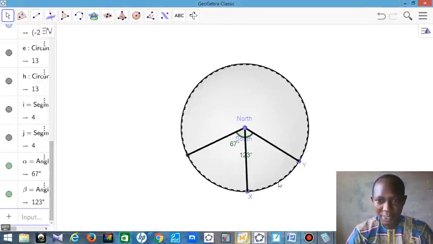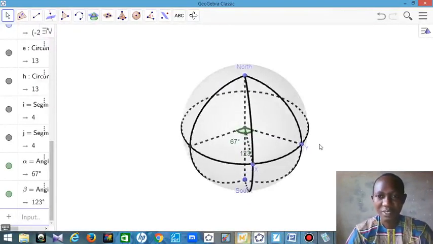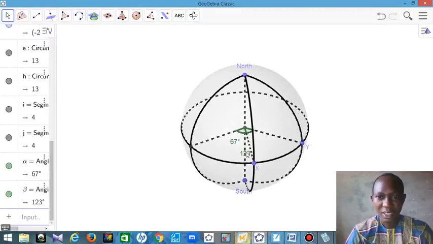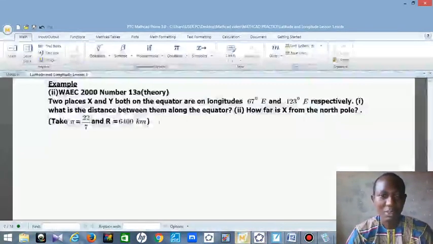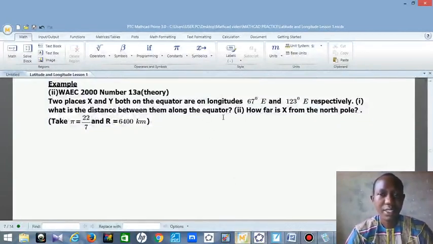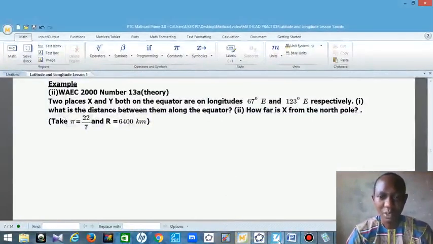And you can see that this is an arc, so that's why we use the length of an arc formula. It's not even a difficult question, it's a simple one. And what did the question say we should do? It said what is the distance between them on the equator. So let's find the distance between X and Y on the equator.